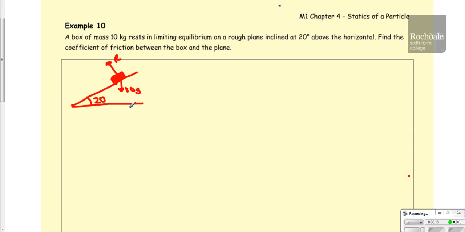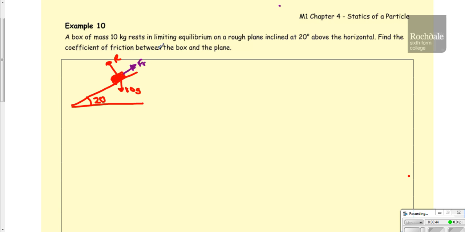Now there's one force I haven't put on yet. We've obviously got the weight and the normal reaction. I haven't put on the friction. You've got to decide when you're doing a question like this which way the friction would act. Now in this case, because there is nothing else holding the box up the plane, the only thing that is keeping it stationary is the friction. Therefore, the friction must be acting up the plane.